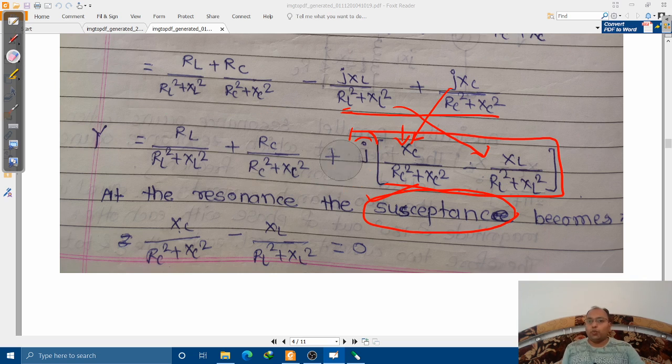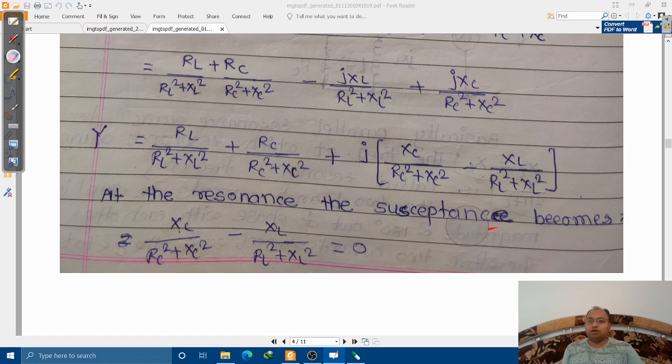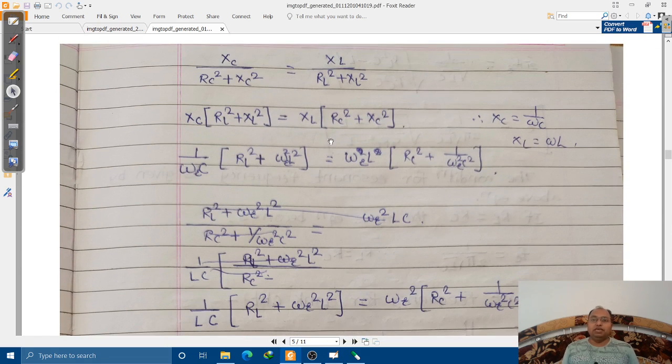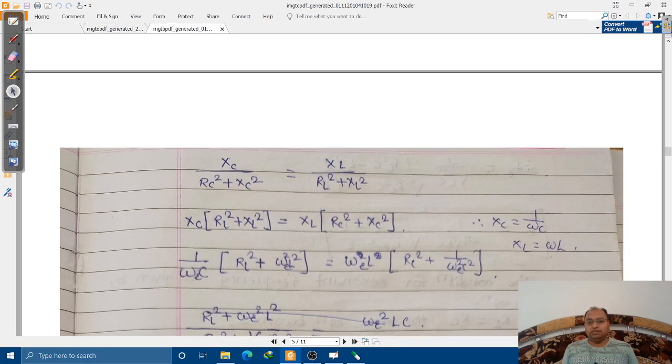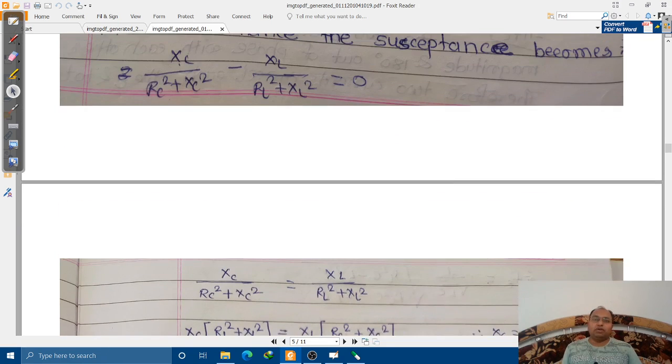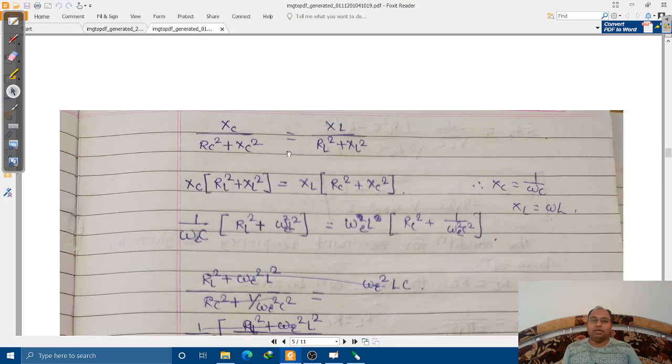Now let us check further to find the equation of resonance frequency. We are interested in finding the resonance frequency of a parallel resonance circuit. After equating the imaginary term of Y to 0, we have got this term. Let us transfer this minus sign term to the right hand side and do some rearrangement. Let us do the cross multiplication. This term we have transferred to the right hand side and this term to the left hand side, and now let us do some rearrangement. So this is the condition at resonance.